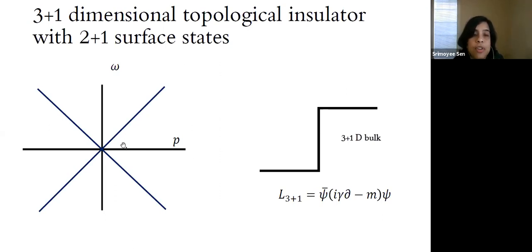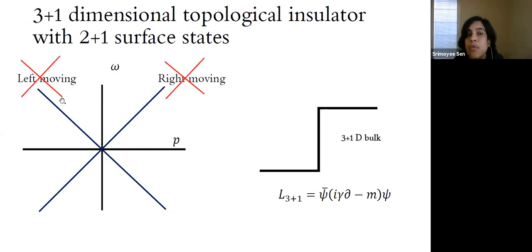So here I'm just trying to draw the spectrum. Of course, I am not drawing both momentum axes, so I will have not just one momentum axis, I'll have another one which I haven't drawn. And so I'm just drawing the energy and the momentum here. So the right moving and left moving concepts are not there anymore. However, you still have a massless fermion. And so the question is, is there a way that you can relate the existence of this massless fermion to some kind of current inflow from the bulk? So that's what we are trying to do here.